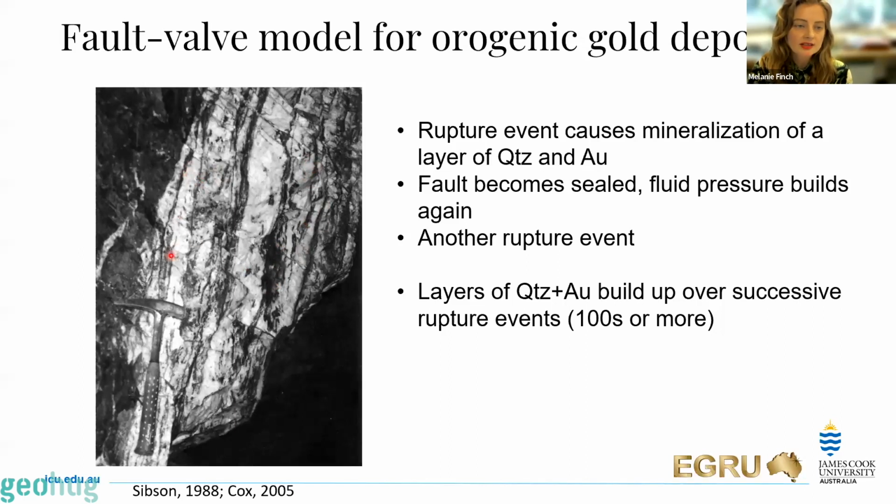And in fact, in all of these different layers, you can see there's wall rock in here, and then quartz vein, then wall rock. So they're all different rupture events, and each rupture event is an earthquake. The fault becomes sealed and the fluid pressure builds up again. So that's the fault valve model for orogenic gold deposits, and there's been quite a lot of work done on that.